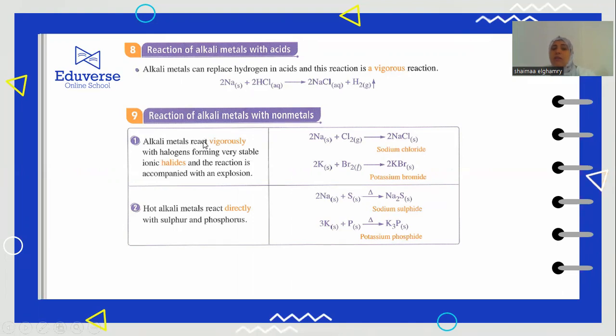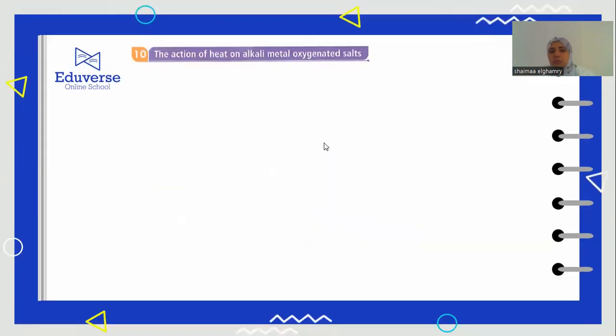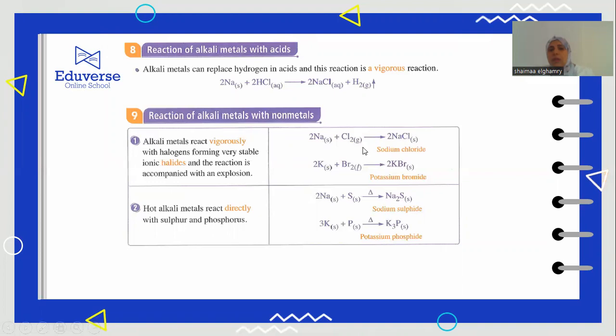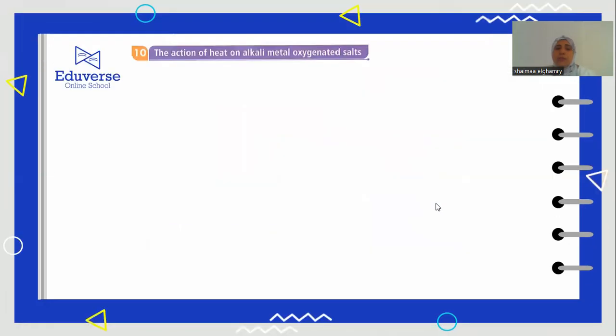Alkali metals react vigorously with halogens. So if we react sodium with chlorine, it gives NaCl, and potassium with bromine gives potassium bromide, but these two reactions are vigorous. But hot alkali metal reacts directly with what? With sulfur and phosphorus. This reaction is not vigorous, forming sodium sulfide and potassium phosphide.